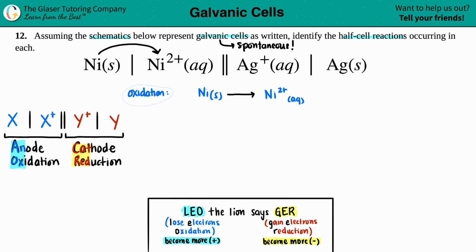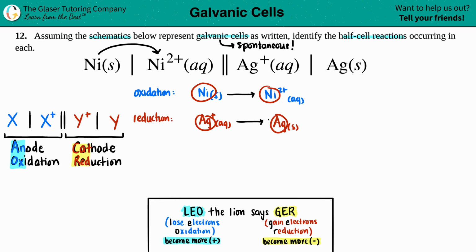So maybe what I'll do is I'll just maybe bring that out a little bit. And then I will say reduction is we have Ag+ aqueous, and that will yield Ag solid. Great. But now they want those half cells. Looks like we have the elements balanced, but the charges aren't balanced. So let's just add those electrons in.